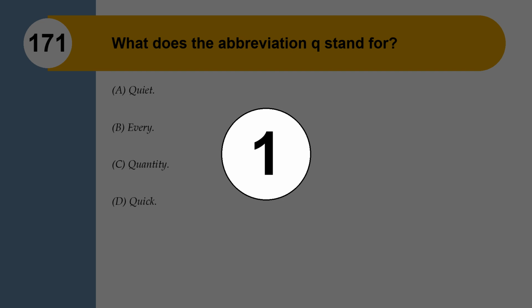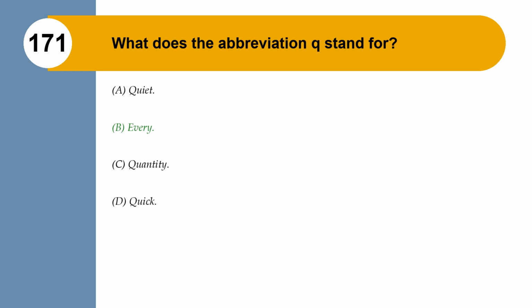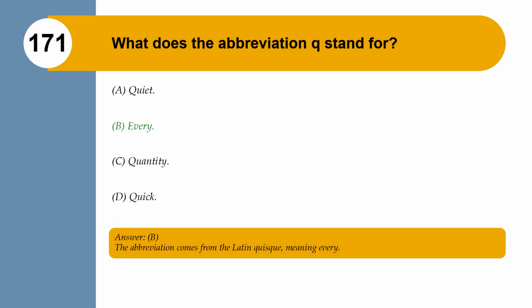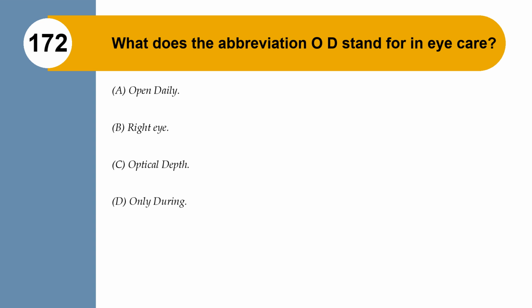The correct answer is option B, every. Explanation. The abbreviation comes from the Latin quisque, meaning every. Question 172. What does the abbreviation OD stand for in eye care? Option A, open daily. Option B, right eye. Option C, optical depth. Option D, only during.